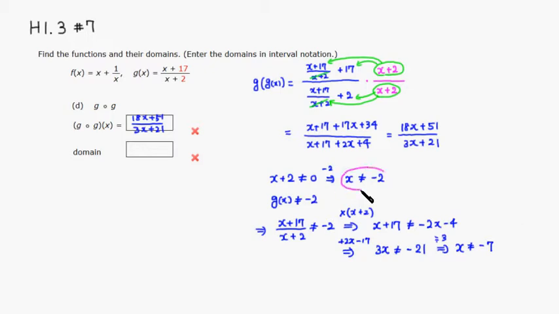Alright, so we have to satisfy these two conditions at the same time. We have to make sure that x is not equal to negative 2 and not equal to negative 7. So therefore, the domain is going to be negative infinity to negative 7, skip negative 7 to negative 2, skip negative 2, then go to positive infinity. Alright, so let's type it in.